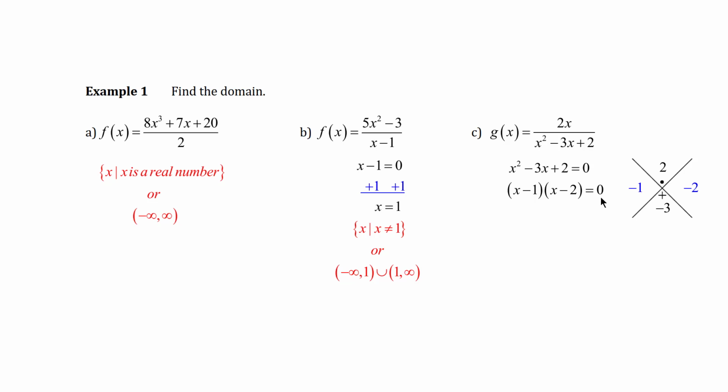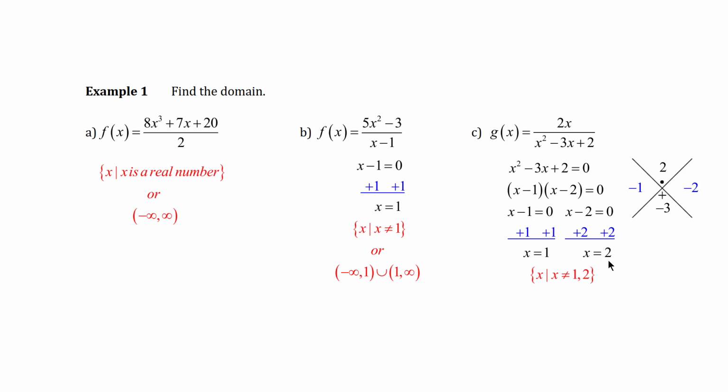Next, we apply the zero factor property. We take each factor and set it equal to 0. We get x minus 1 equals 0 and x minus 2 equals 0. From here, we solve the first equation for x. We just add 1 to both sides of the equation. We get x is equal to 1. Next, we solve the second equation for x. We just add 2 to both sides of the equation. We get x is equal to 2. Since we got x equaling 1 and x equaling 2, this means we cannot use those two values because it results in 0 in the denominator.